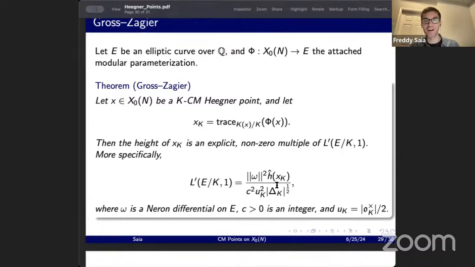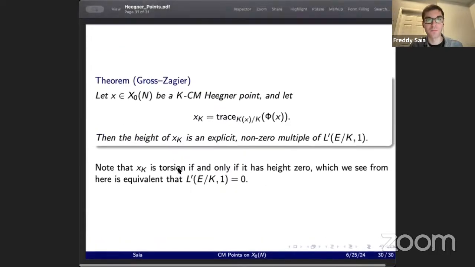And here's the gory detail of that relation. It involves a norm of a Neron differential, or you could also take this to be an attached newform to E. Everything is explicit in this theorem. C is an integer, and u and delta here are just the units and discriminant of your CM field. So that's all very explicit. The important bit is that the height of your Heegner point, or this trace here, is a non-zero multiple of this first derivative of your L function.